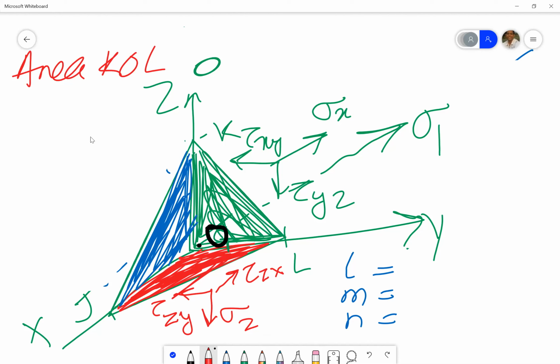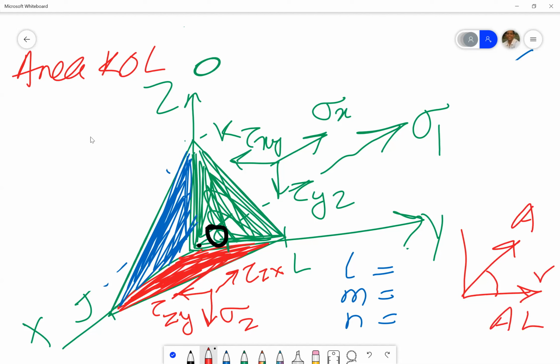This is the component of the main area A. We are taking A as the area of the three-dimensional plane. I'll show you how to calculate the components. If this is A, and this is the cosine of the angle, what will be the area at this plane? That we simply write as AL.